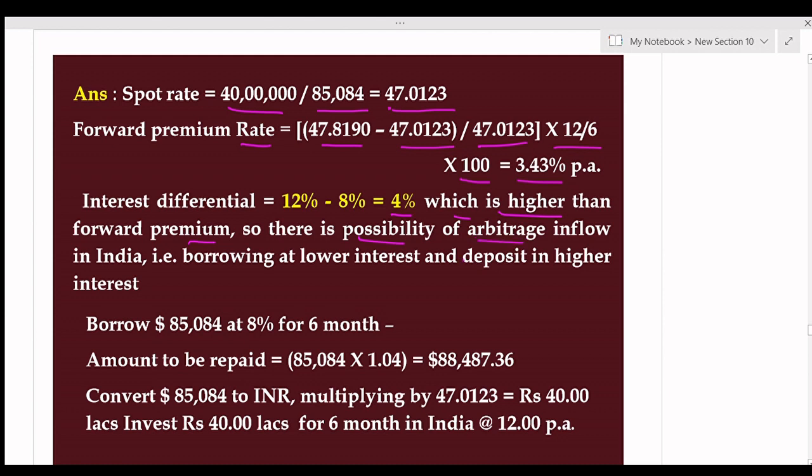That is, the strategy will be borrowing at the lower interest rate and depositing at the higher interest rate. Here, if the interest differential is higher than the forward premium rate, then the strategy will be borrowing at the lower interest rate and depositing at the higher interest rate. Or when the interest rate differential is less than the forward premium rate, then the strategy will be reverse, that is, borrowing at the higher interest rate and depositing at the lower interest rate. That will come in the next problem.